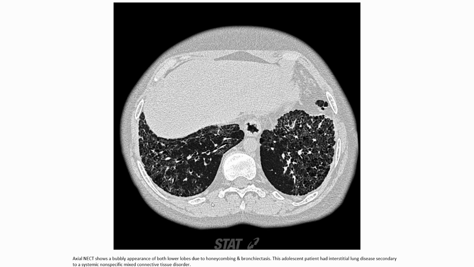Another axial non-enhanced CT, showing a bubbly appearance of both lobes due to honeycombing and bronchiectasis. This adolescent patient had interstitial lung disease, a candidate for a systemic non-specific mixed connective tissue disorder.